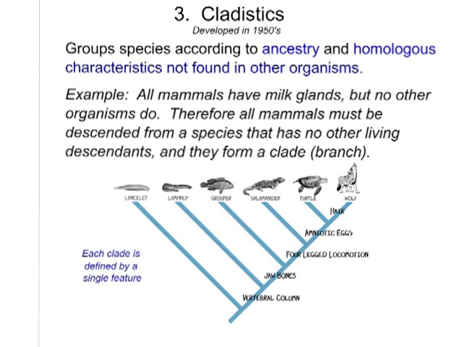So another way we can classify organisms is with cladistics. This was also developed in the 50s. And cladistics looks at both ancestry and homologous characteristics that are not found in any other organism. So an example would be mammals. They have milk glands, but no other organisms have milk glands. Therefore, according to the cladistics way of thinking, all mammals must be descended from a species that has no other living descendant, and so they will form a clade or a branch on the cladogram.